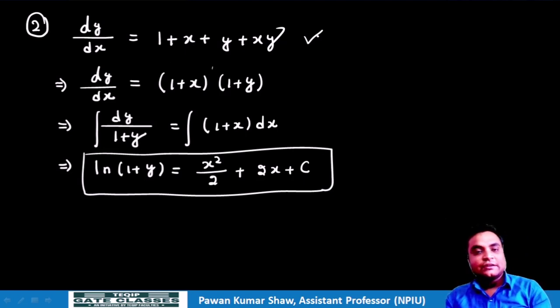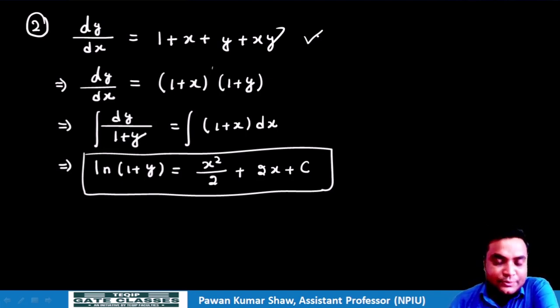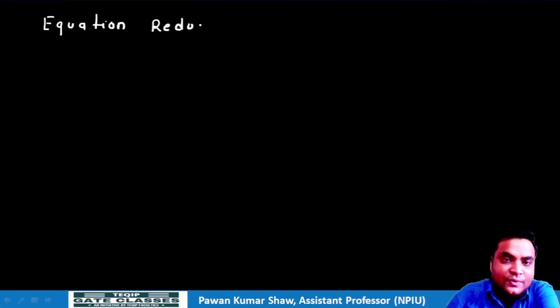Okay, another thing: in our variable separable method, sometimes we can do some substitution so that we can convert the problem into our variable separable form. So that is a type of equation which is reducible into separable form or separable variable form. So this is a special case of our variable separable form. So, equations reducible into separable form.